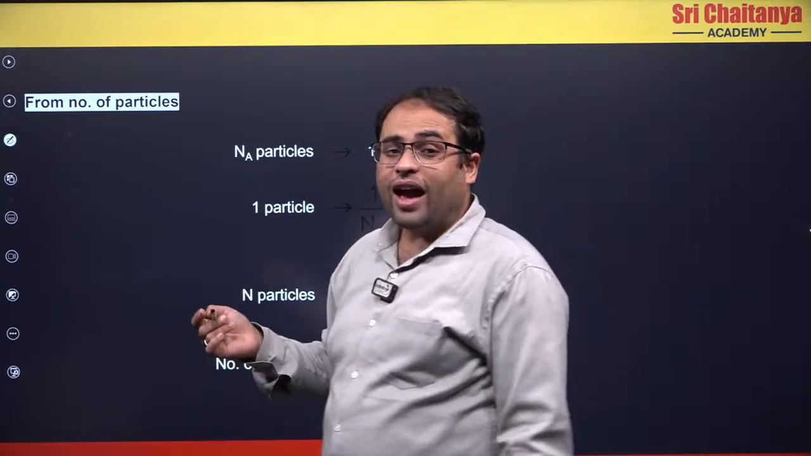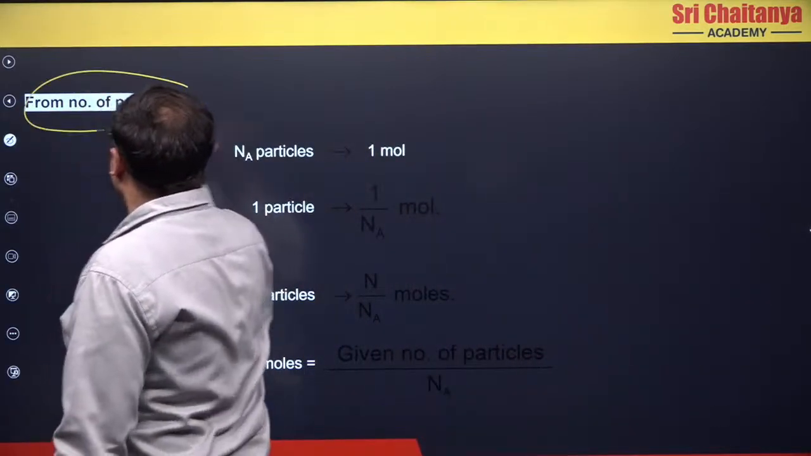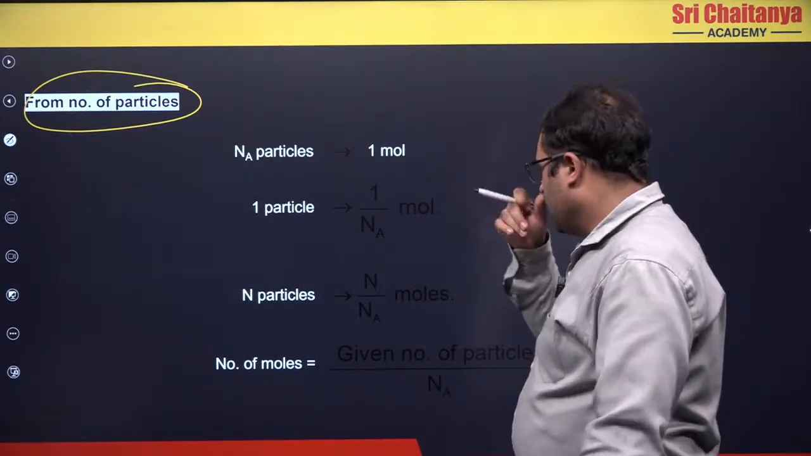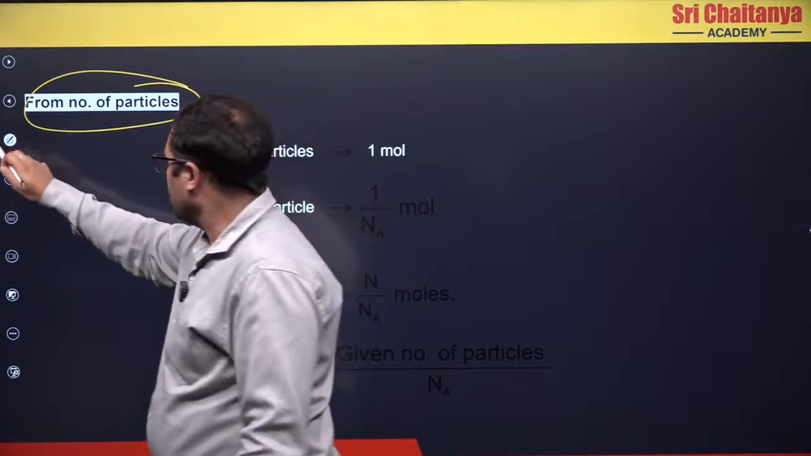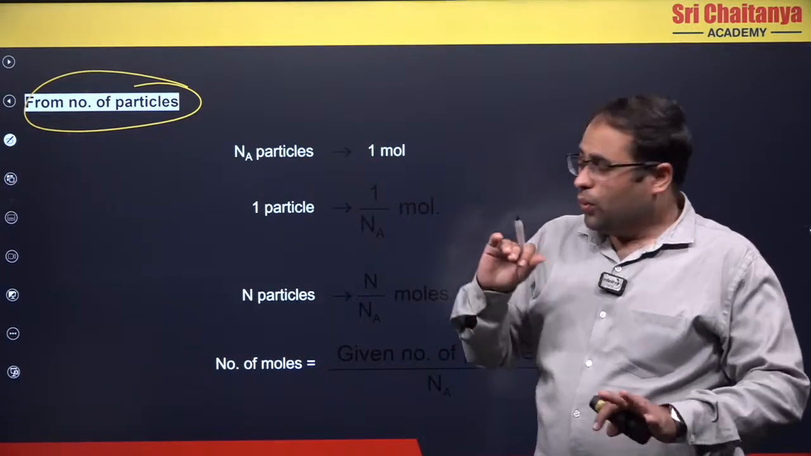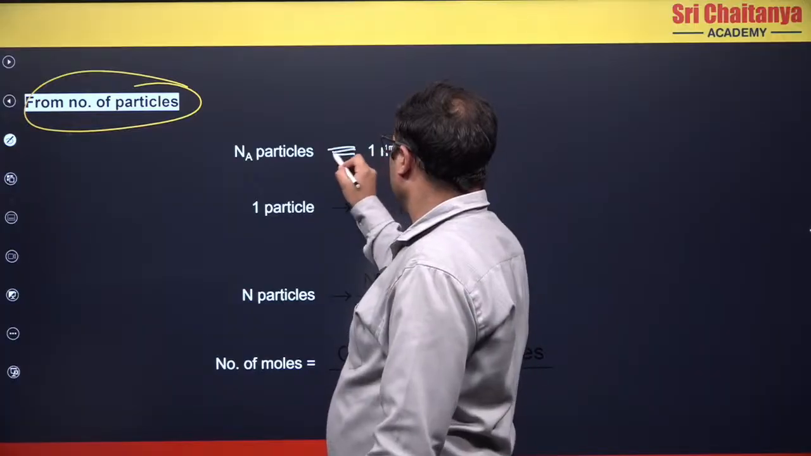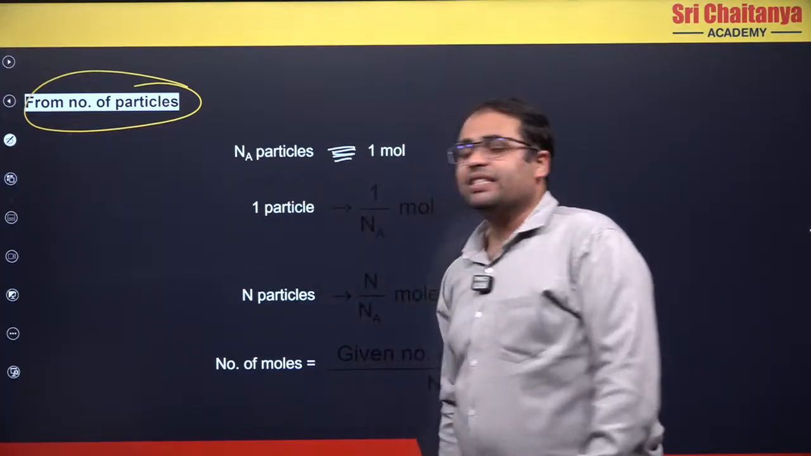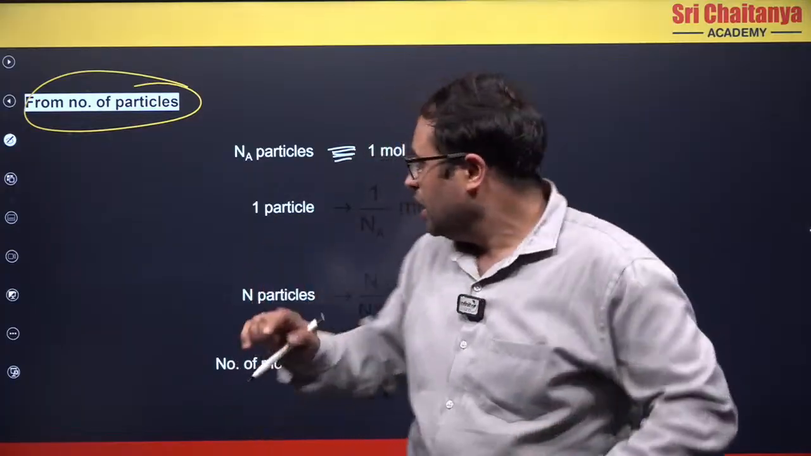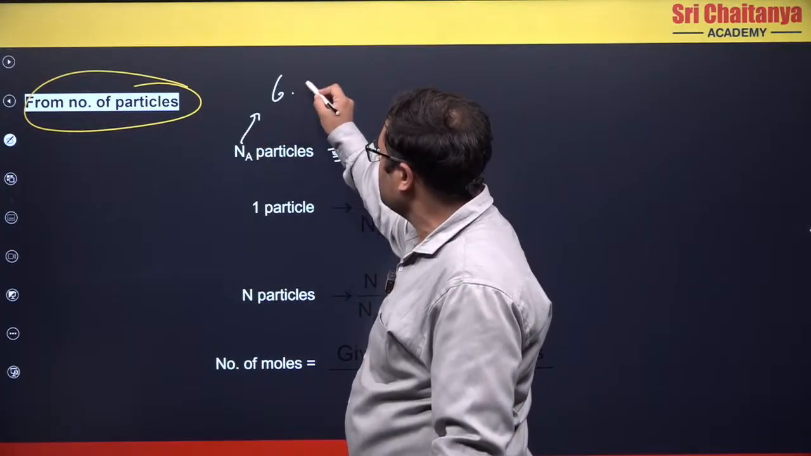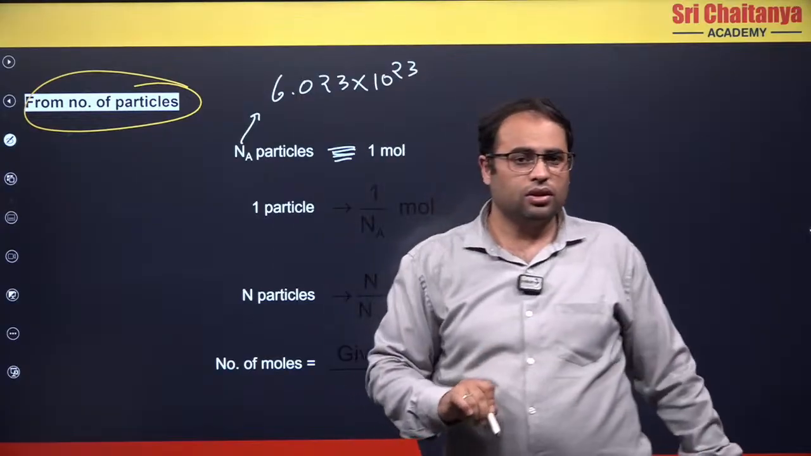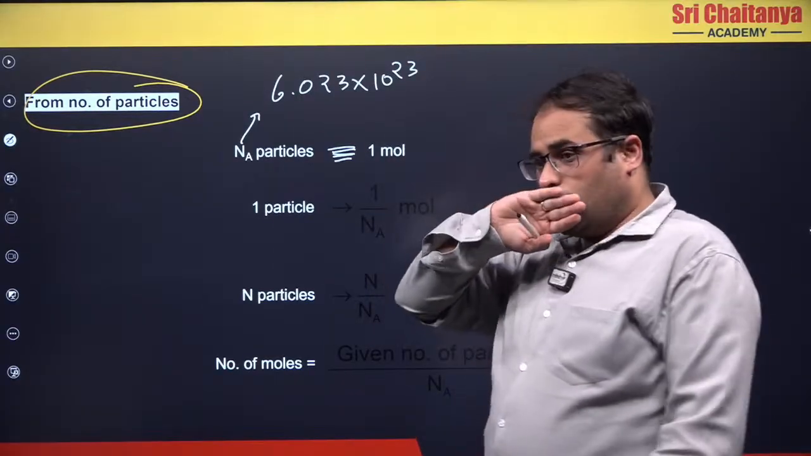So the next way of calculating moles is from number of particles. Means how many number of particles are given to you. Now it's not clearly written here. Let me take white ink. We know that Na particles is 1 mole. Correct? I think that is clear. And what is this Na if you remember? 6.023 into 10 raised to power 23. Correct?